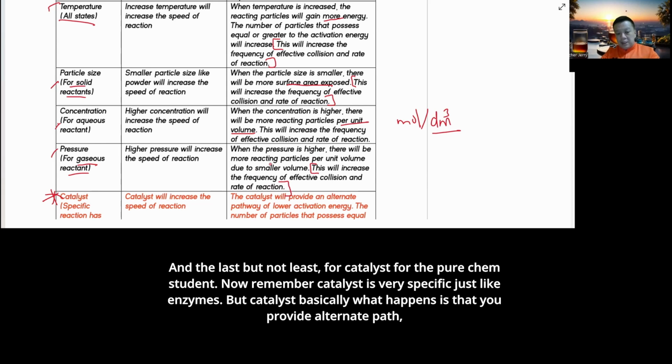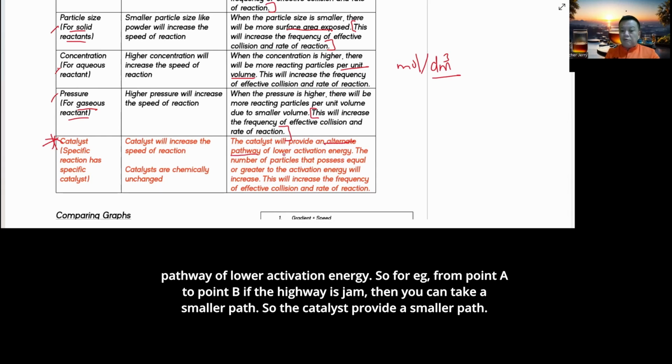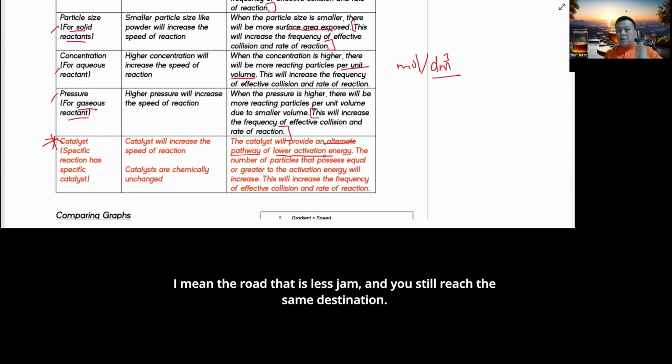And then last but not least, the catalyst, for the pure chem students. Remember that a catalyst is very specific, just like enzymes. What happens is that you provide an alternate pathway of lower activation energy. For example, you go from point A to point B. If the highway is jammed, then you can take a smaller path. So the catalyst provides a road that's less jammed, and you still reach the same destination.